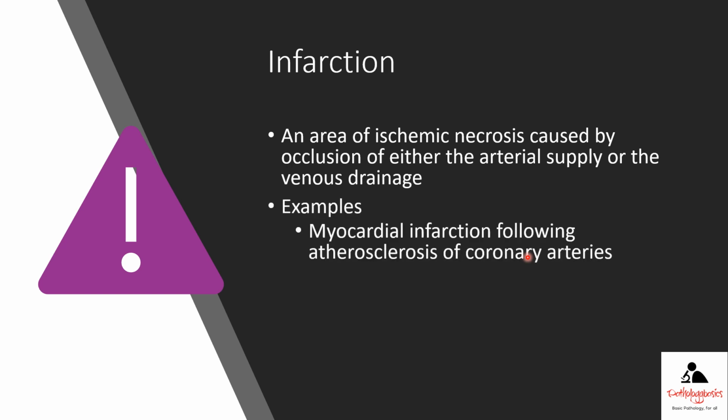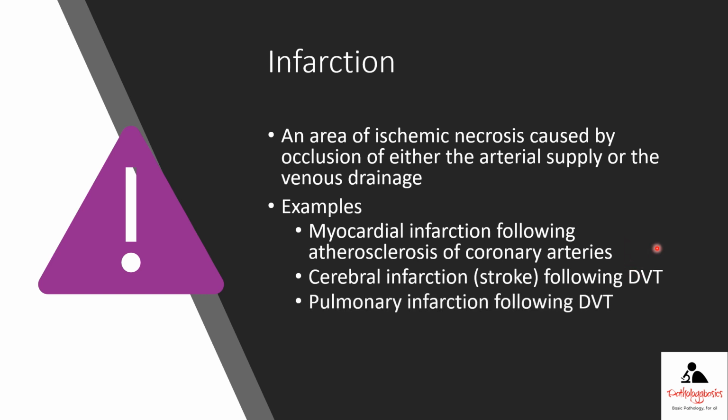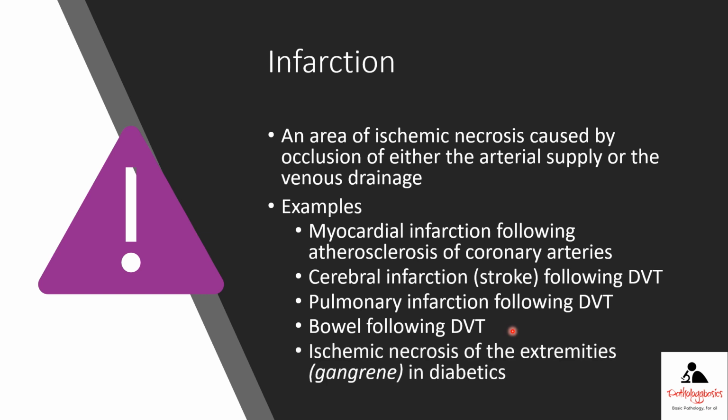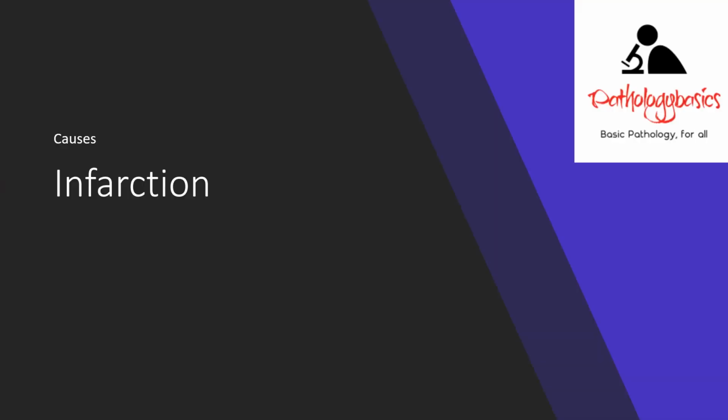Examples are myocardial infarction following atherosclerosis of coronary arteries, cerebral infarction following embolism from deep vein thrombosis, pulmonary infarction following embolism from deep vein thrombosis, bowel infarction, again can happen because of deep vein thrombosis, ischemic necrosis of the extremities like gangrene in diabetics. This is also an example of infarction.